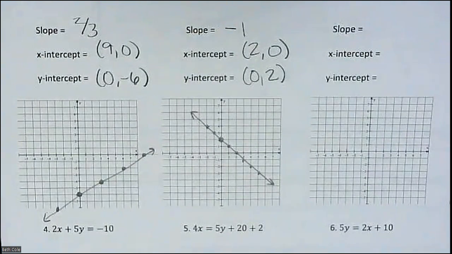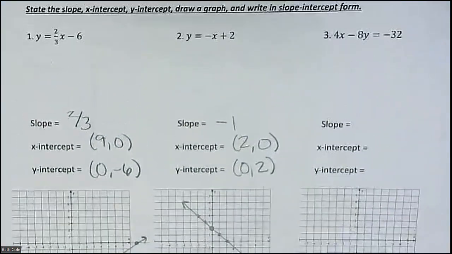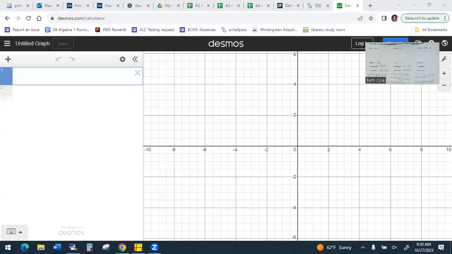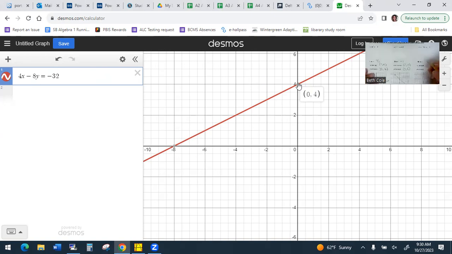Very good. Now this next one, we're going to use the calculator for, because do you see how it's kind of all jumbled up? What I want for you guys to do is just watch. I'm going to go over here to the calculator and type in 4x minus 8y equals -32. Do you see how I just typed it exactly like it looks? All right, can you guys still look? Where is my y-intercept? It is literally going to tell you if you just click on it. (0, 4). Can you write that on your paper? For y-intercept, you're going to put (0, 4).